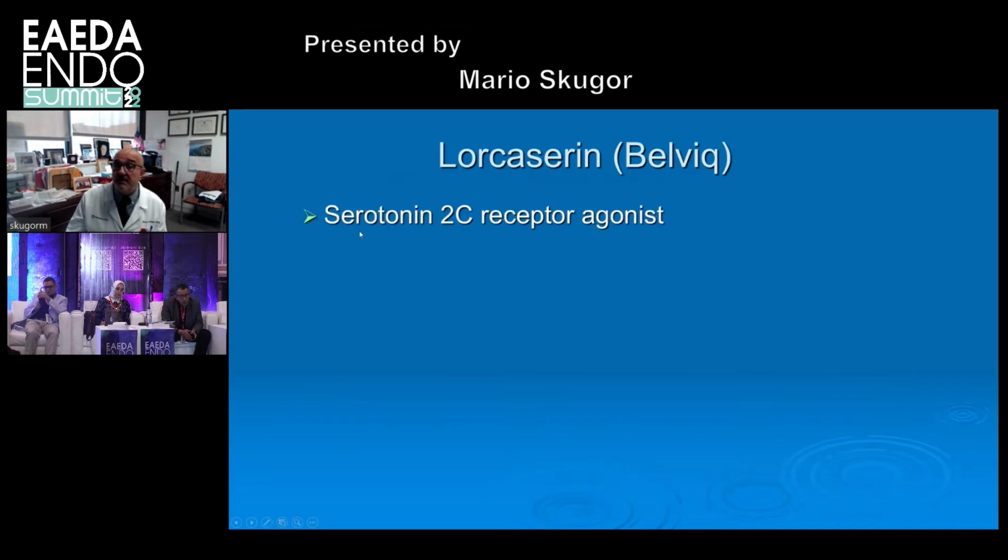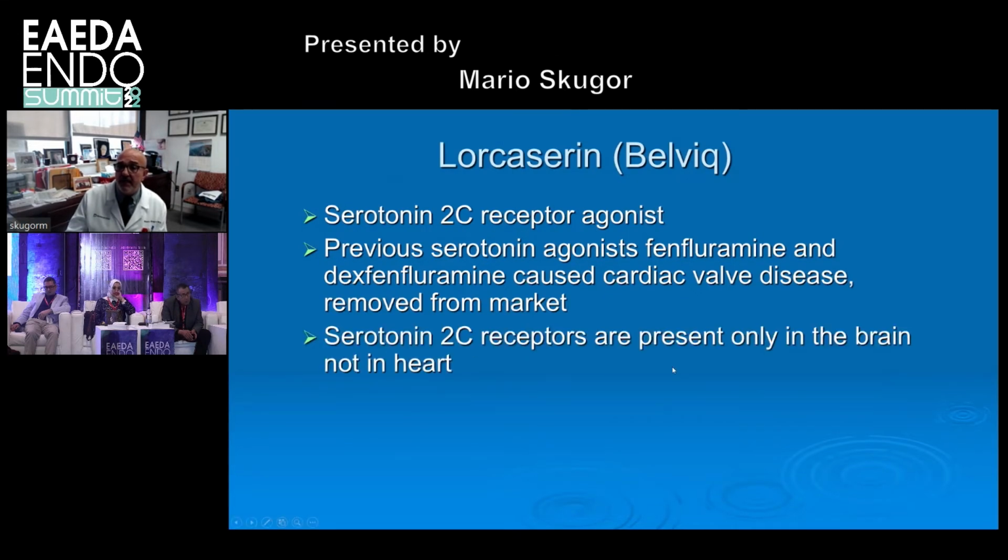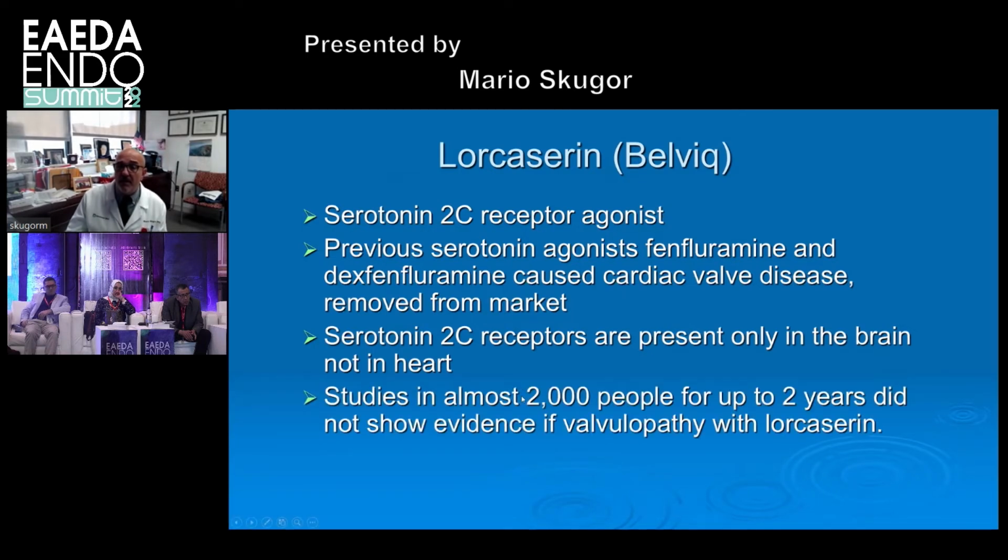Lorcaserin is a serotonin 2C receptor agonist. There were previous serotonin agonists like fenfluramine and dexfenfluramine, but these were causing cardiac valve diseases, and they were removed from the market. Now, lorcaserin is specific to the 2C receptor. These receptors are only present in the brain and not in the heart. And really, up to this point, in over 2,000 patients for up to 2 years, there was no evidence of any valvulopathy with lorcaserin.